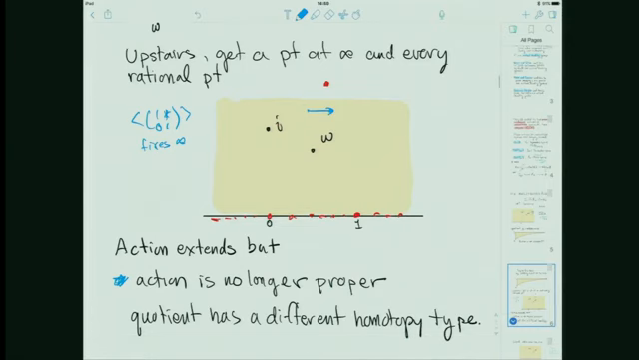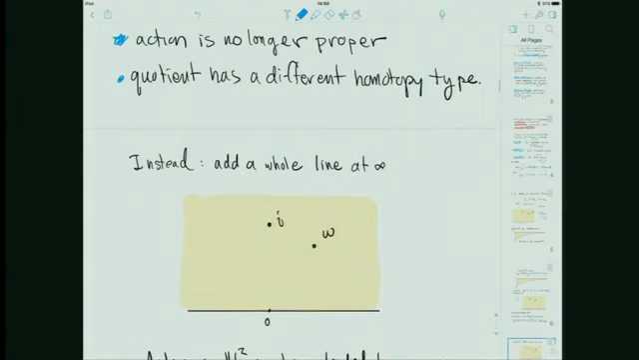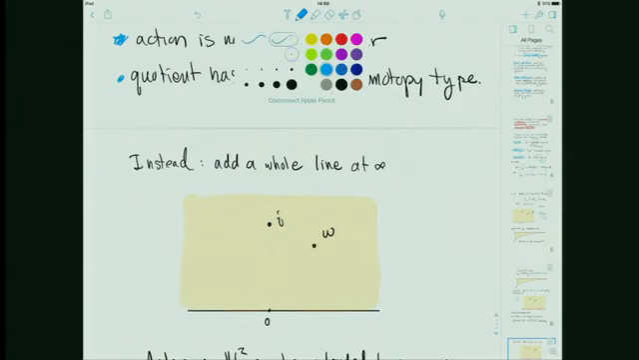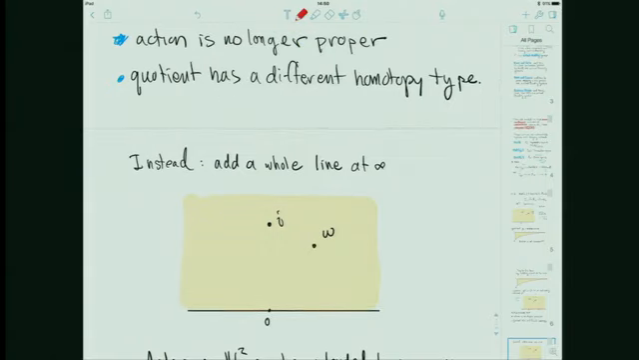And also, something else that makes us unhappy is that the quotient, we've changed the homotopy type of the quotient. It used to be contractible, now it's a two-sphere. So if you're interested in things like the cohomology of these groups, which we're supposed to be because that's the conference we're at, then you're unhappy because you've changed the homotopy type. Okay? So the thing to do instead is add a whole line at infinity.